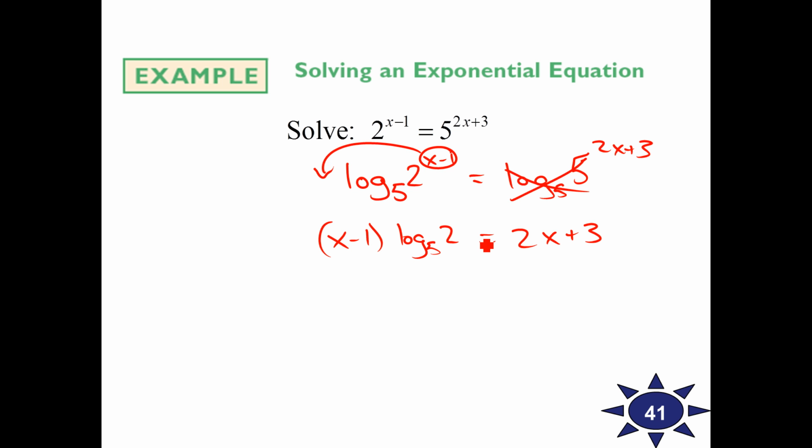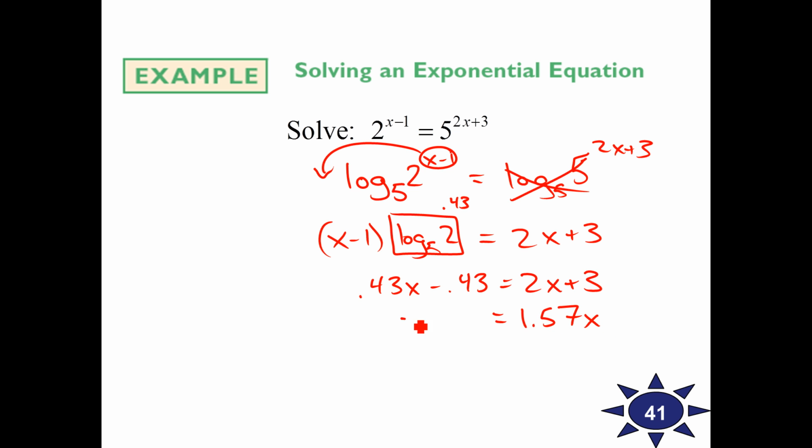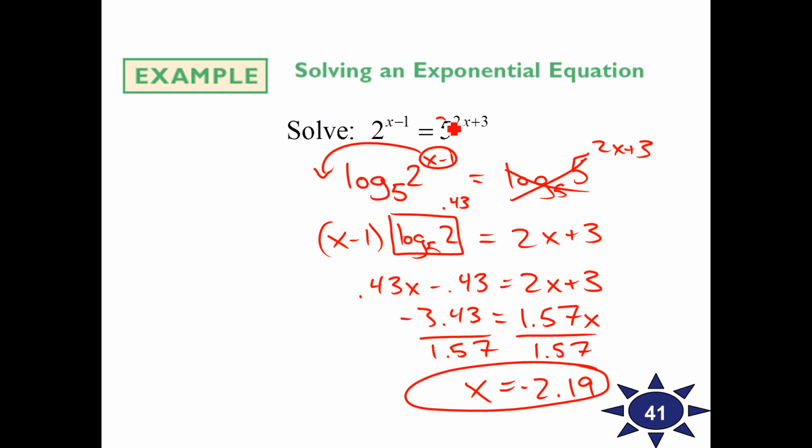So we can take that log base 5 of 2 and put it in our calculator, and it turns into 0.43. So now we have 0.43x minus 0.43 equals 2x plus 3. Let's bring things to the same side. We're going to subtract 0.43x and end up with 1.57x. Let's minus 3 to the other side and get negative 3.43. Divide both sides by 1.57 and you end up with x is equal to negative 2.19. Alright, so the key here is pick one of the bases and use that as a log to get started.